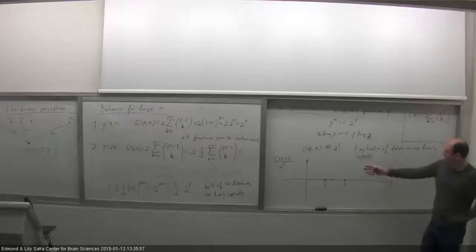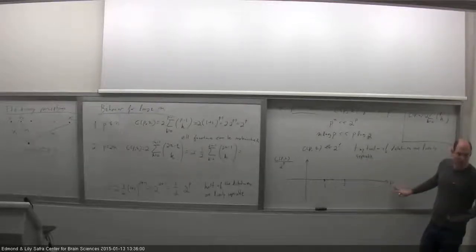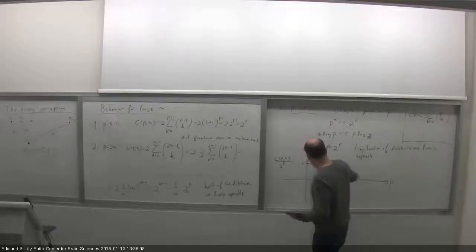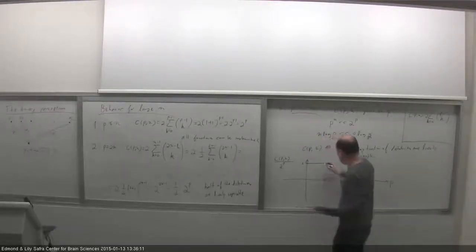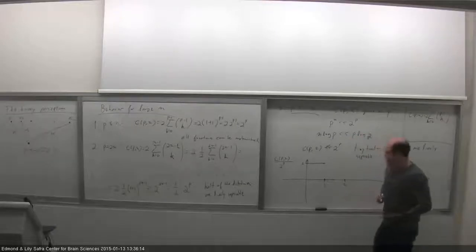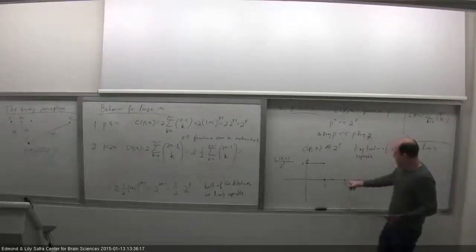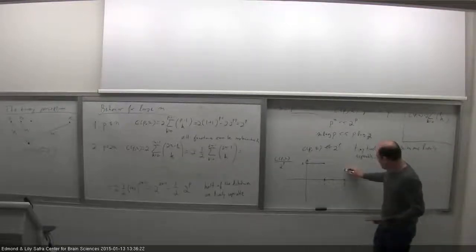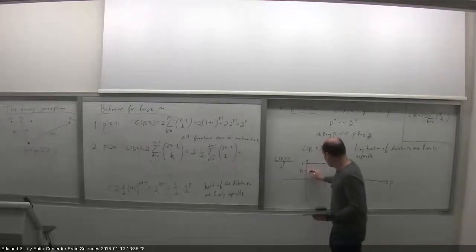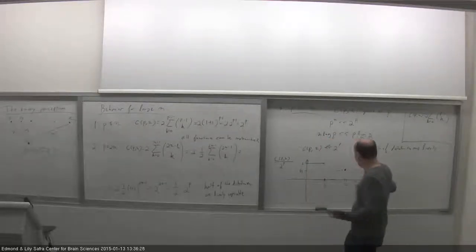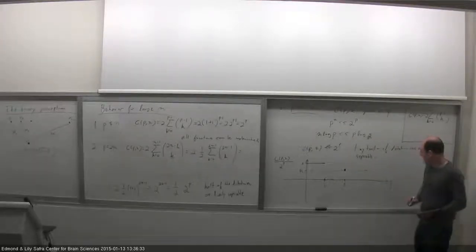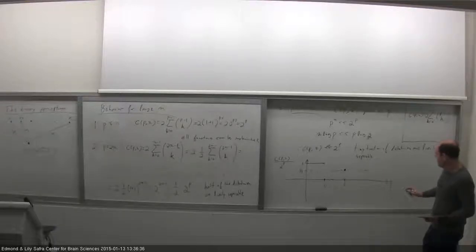What is this fraction when p is smaller than n? It's 1, right? So this is precise. Always, for any n, this fraction is 1. I also know something about this point. What do I know? It's half, right? So I know that this function passes through half, p over n. That's p over n.